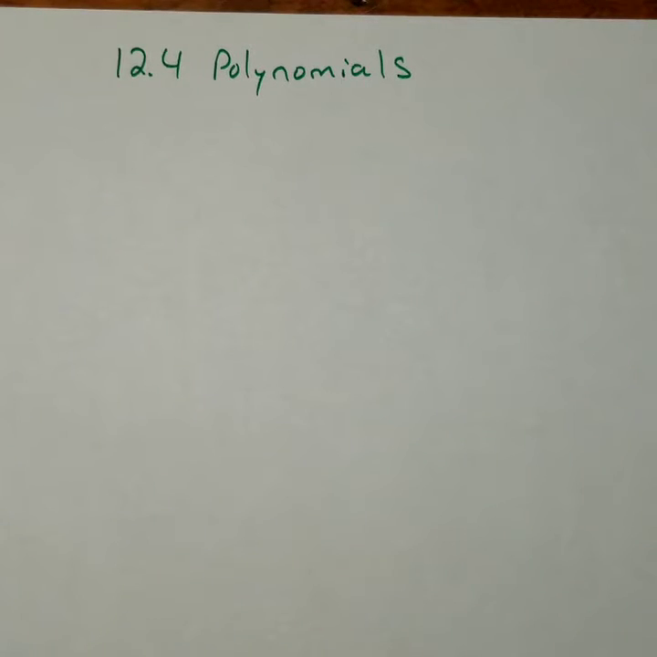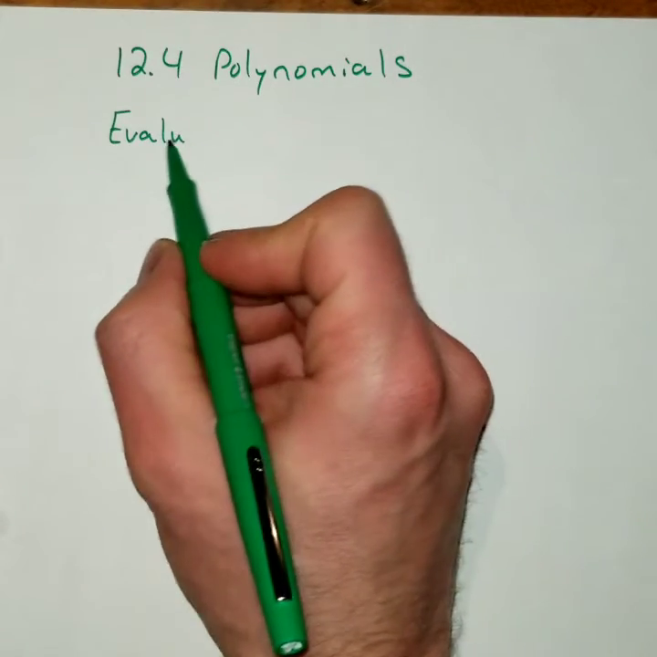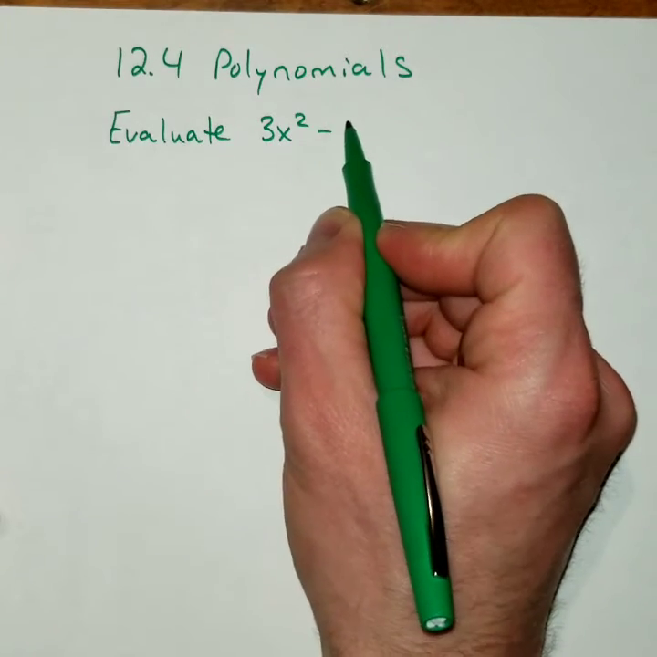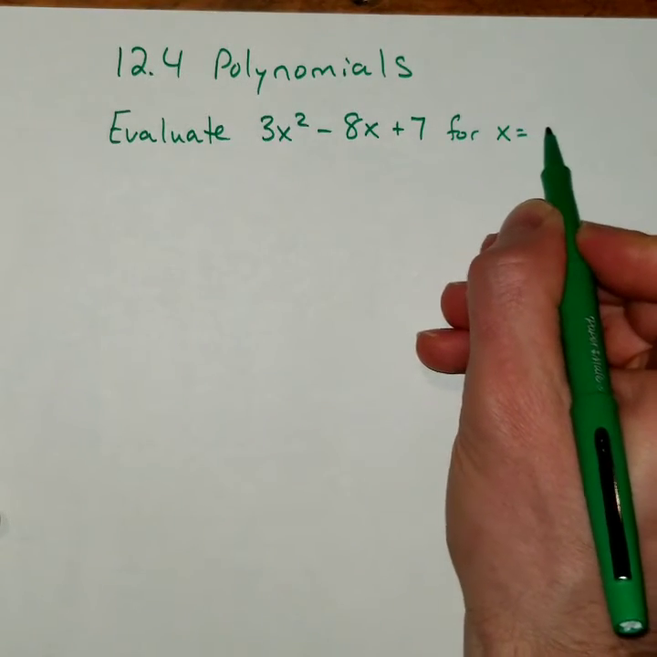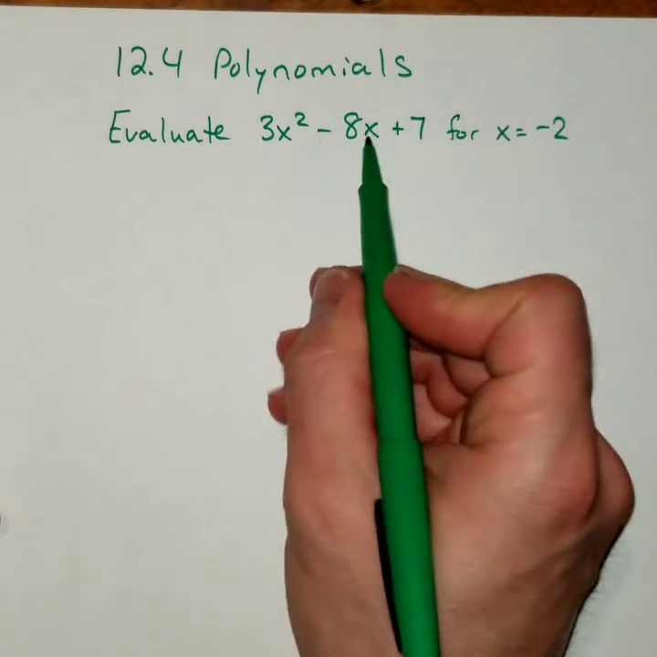Alright, for this next video we're going to be looking at how to work with some polynomials, just plugging numbers in and evaluating them. We have done some of this earlier in the semester, but now we're going to do this with a little bit different notation. When we looked at these before, we might say something like evaluate 3x squared minus 8x plus 7 for x equal -2.